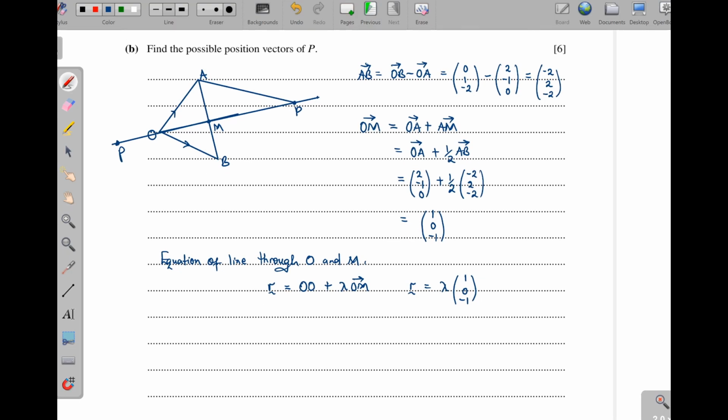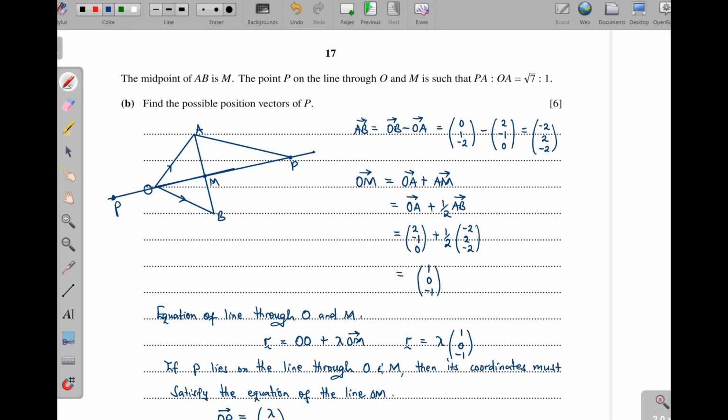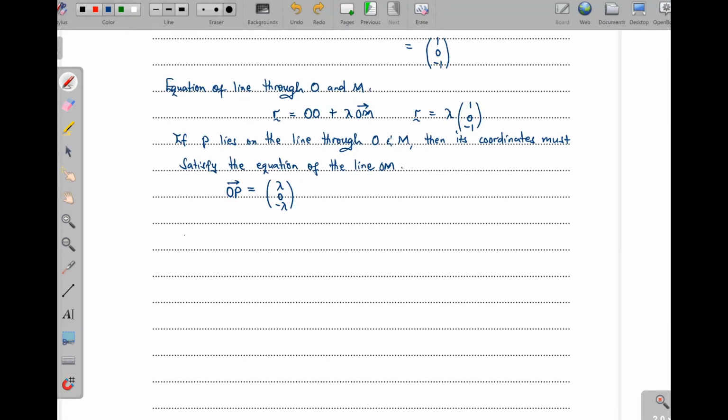Now, if P lies on this line here, that means its coordinates must satisfy the equation of that line. Let me write that statement here. So this means that our OP then shall be equal to this one here. I'm just going to say lambda, then 0, then minus what? Lambda. You see that? Now, we have this part here that I think you remember. Yeah, it is here. PA here.